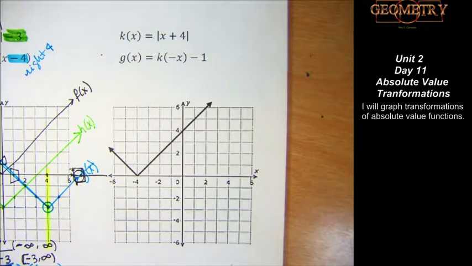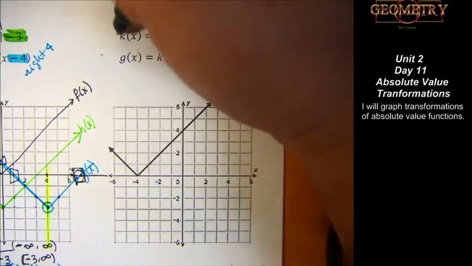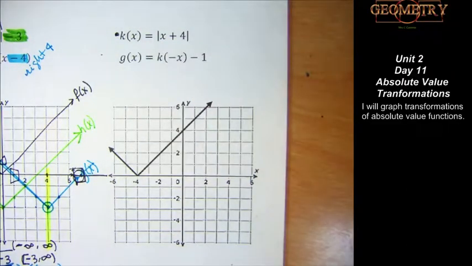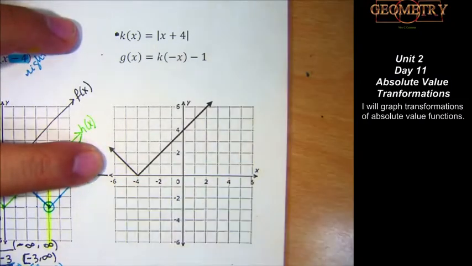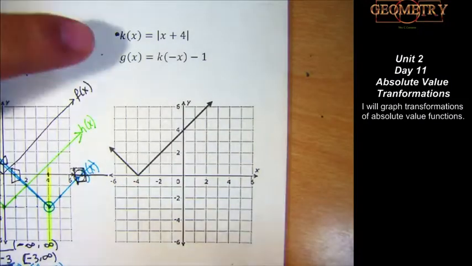As I'm looking at this, I notice that this function's already graphed for me. It's an absolute value function, and it looks like they shifted it to the left 4 units. I see my standard absolute value function, but it's shoved over to the left 4 units. So this is the function I'm going to start with.